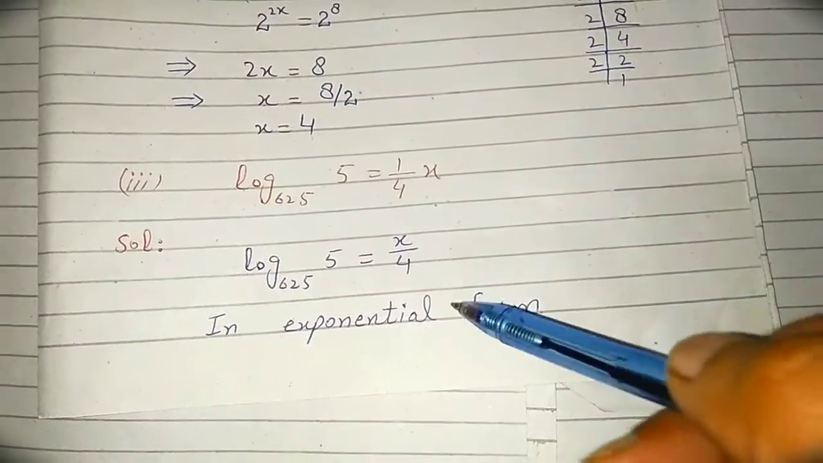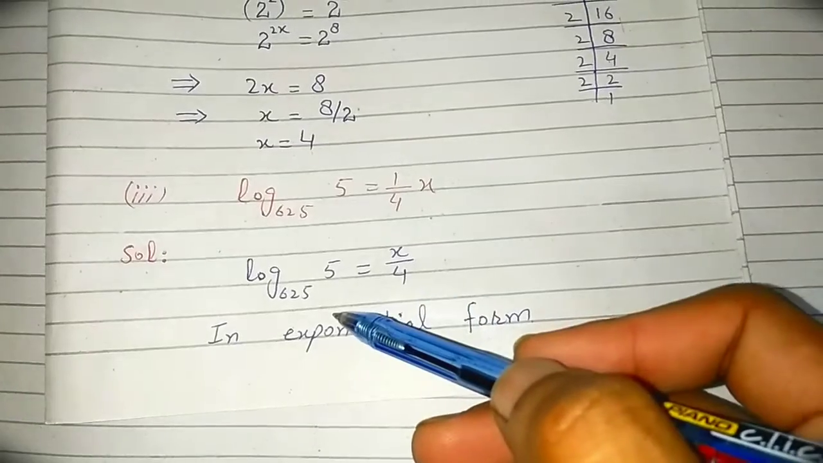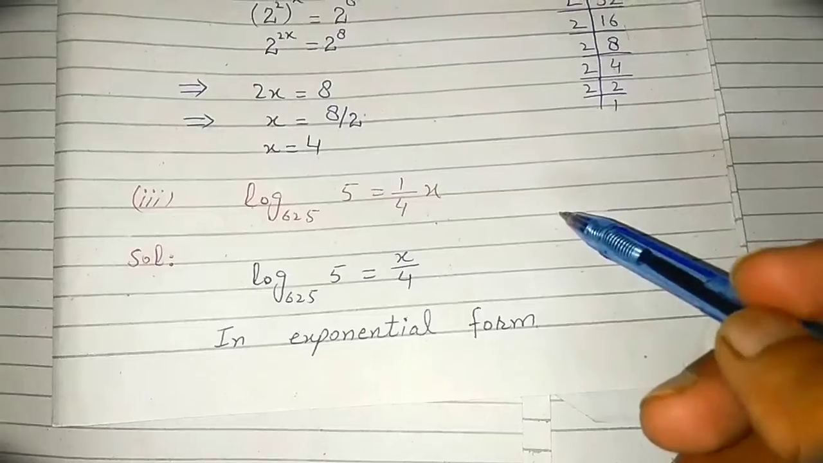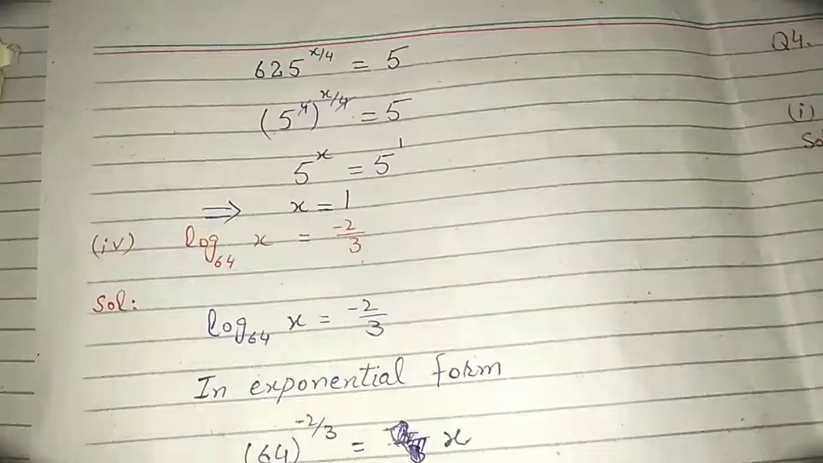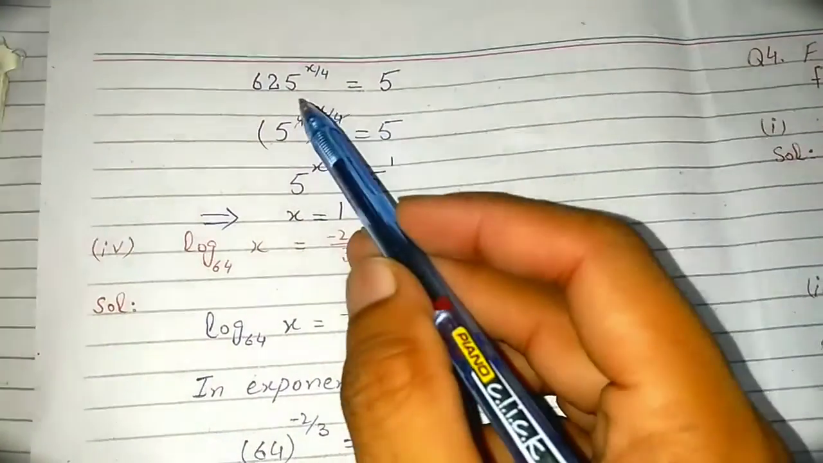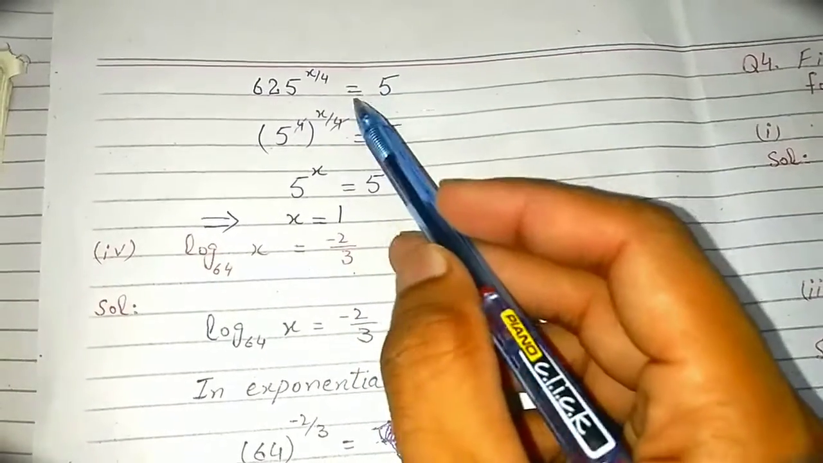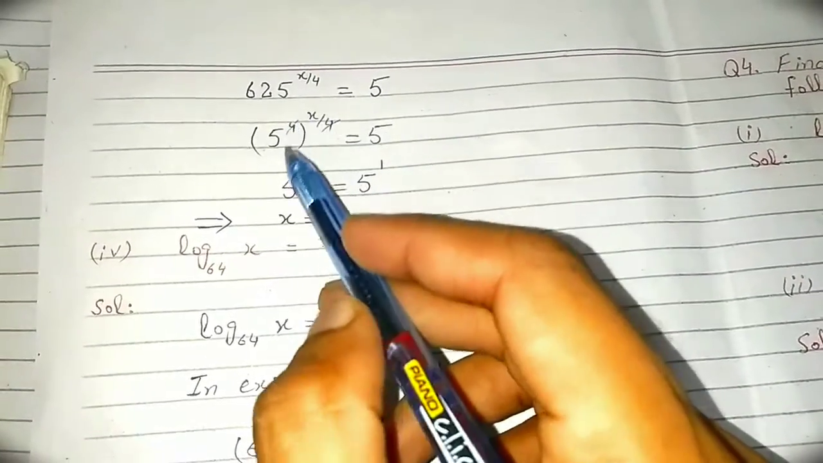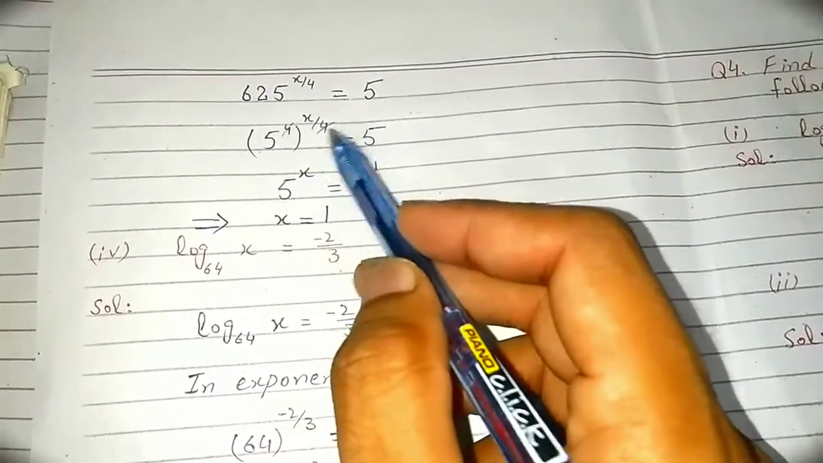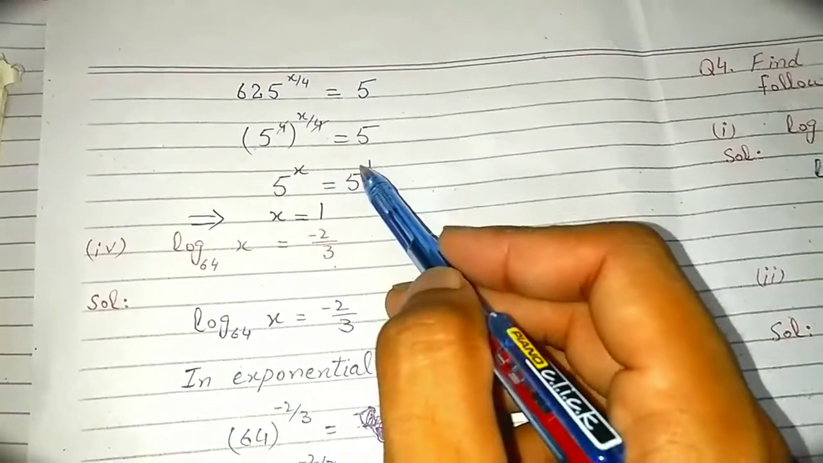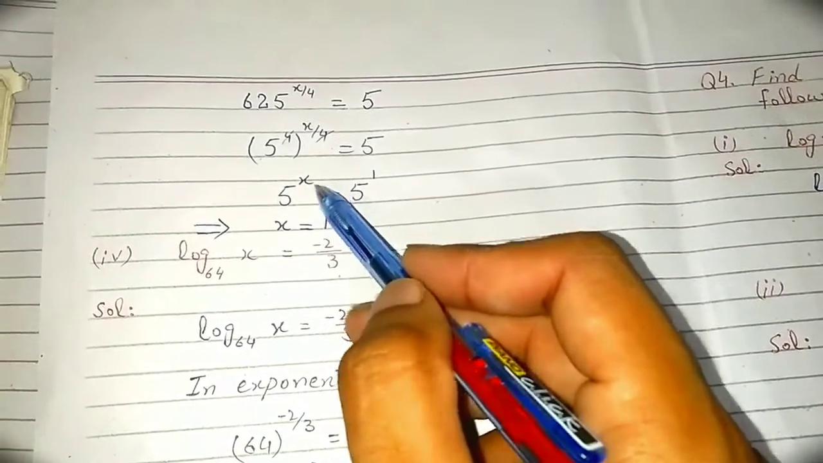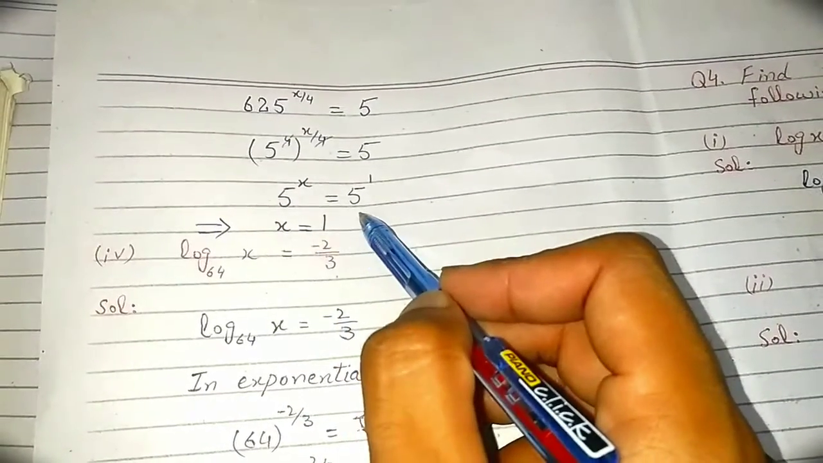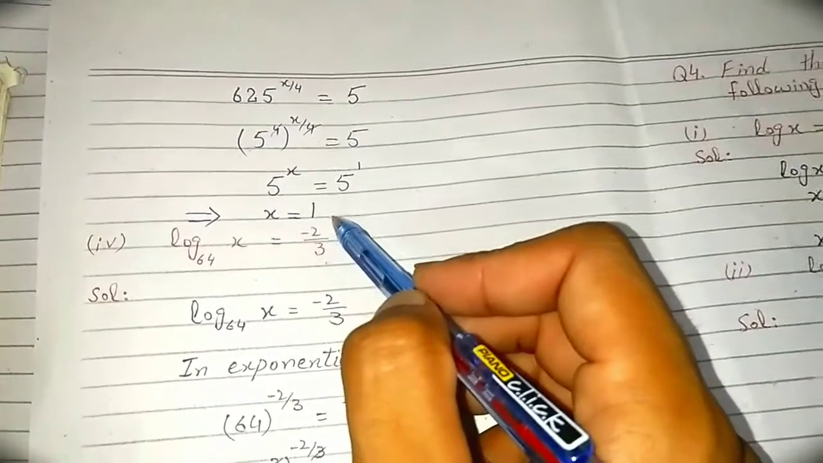Next, in part 3, log 5 at the base of 625 is equal to x by 4. So first we are going to convert it into exponential form. Here 625 power x by 4 is equal to 5. We have to make factors of 625, which is 5 to the power 4, whole to the power x by 4. This 4 will be cancelled with 4 and equal to 5. Now 5 to the power x is equal to 5 to the power 1. As bases are the same, the powers will also be equal. So here x is equal to 1.